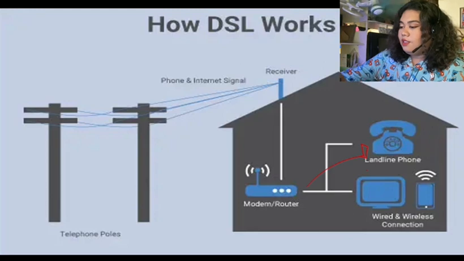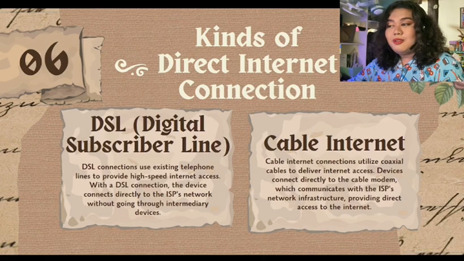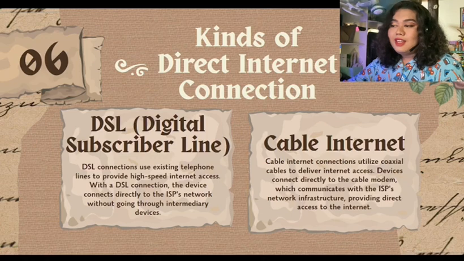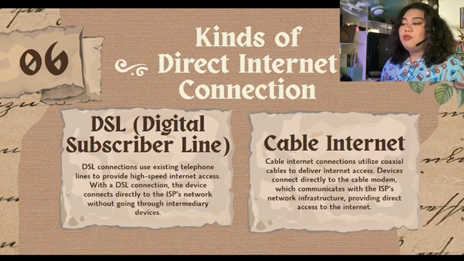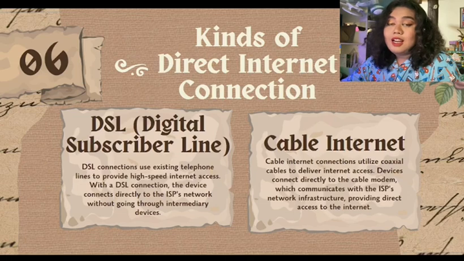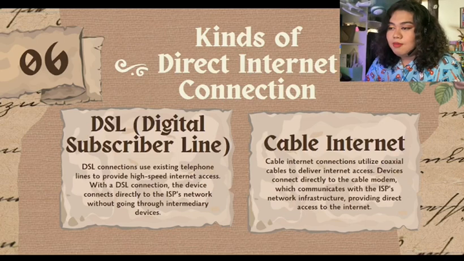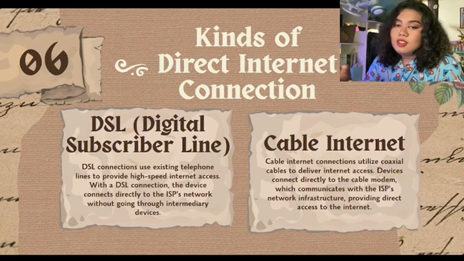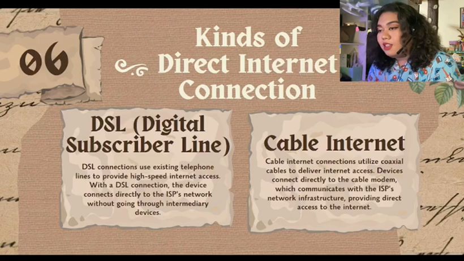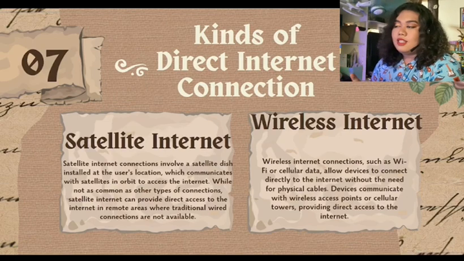Next is, why can't I go next? Cable internet connections utilize coaxial cables to deliver internet access. Devices connect directly to the cable modem, which communicates with the ISP's network infrastructure, providing direct access to the internet. Now, cable internet is, for example, like Phil Products company, where they provide cable. At the same time, they have access to the internet, but instead of fiber optic, they use coaxial cables to deliver internet access.